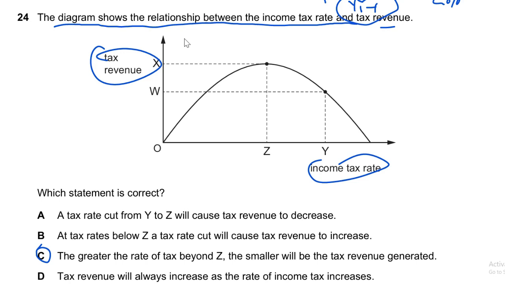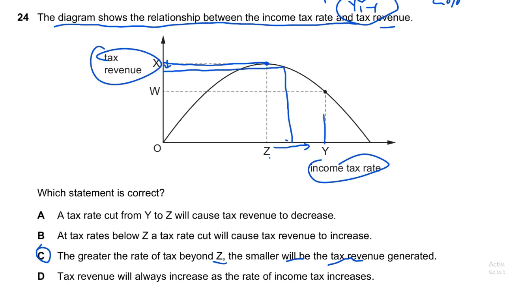The greater rate of tax beyond Z, the smaller will be the tax revenue generated, right? So if tax rate increases from Z, then tax revenue will fall. This is the statement of the question. So at tax rate Z, tax revenue is this much, and if we increase the tax rate, let's say to this point, then tax revenue is decreasing. You can see that it has decreased.